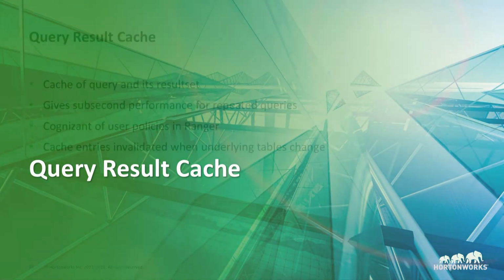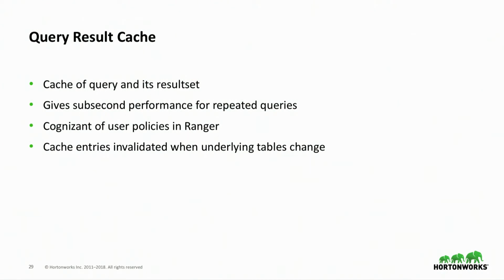Query result cache. This is a new feature in 3.0. What this feature does is it caches the query and the result set. So for concurrency or for common query patterns, this is a big plus. In our experiments, we have seen sub-second performance. The query results are stored in HDFS. The security policies are still in force. So one user who is not authorized on those tables will not see the results from another user's runs.